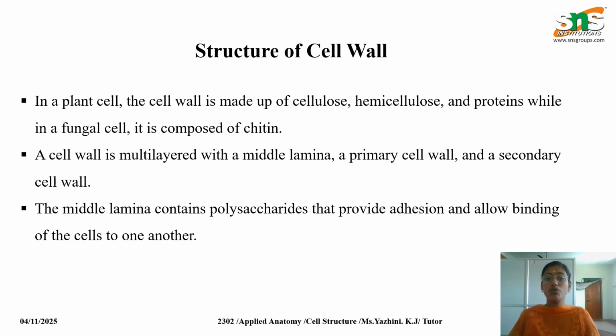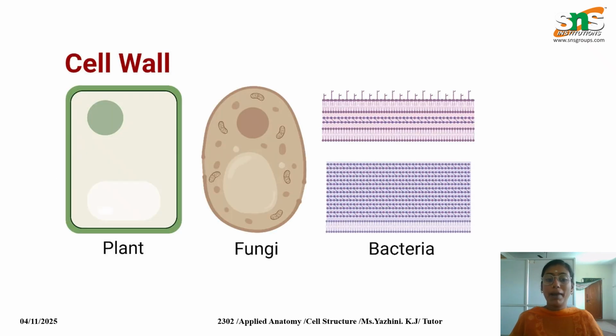In nursing, we focus on animal cells, but understanding this helps when studying microbiology. Bacterial cell walls, with peptidoglycan, are targets for antibiotics like penicillin. There are cell walls in plants and fungi, and bacteria also have a cell wall.